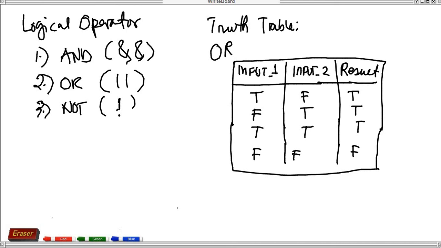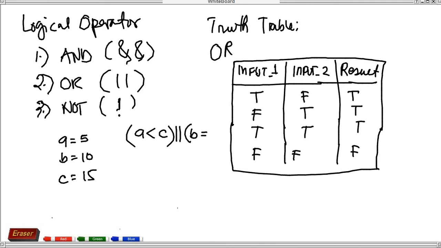Now, how are we going to apply this one in programming? Okay? Say for example, again, A is equals to, let us say, 5. Then B is equals to, let's say for example, 10, and C is equals to 15. So, say for example, I will say A is less than C, and then you have OR, you have B is equals to C. Okay, example. That will be the expression. Again, there will be two inputs. This is the first input, and this is the second input. And this is now your logical operator, which is your OR.